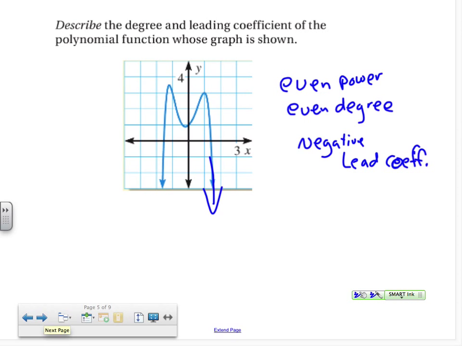Now there's some other stuff we can tell. We can see that there's a couple directional changes. You should know that's not going to be a square, so the power is at least 4. Usually you can count the directional changes to get what your power should at least be. There's 3 directional changes, so we should have at least 4 as our power or our degree.